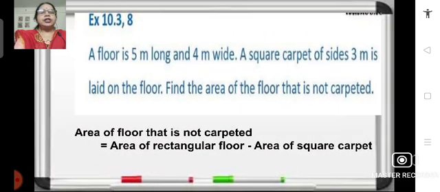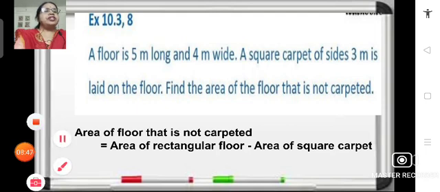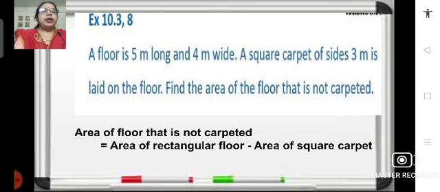Let's move on to the next problem. Problem number 8, exercise 10.3. A floor is 5 meter long and 4 meter wide. So, it's a rectangular floor. Now, a square carpet of sides 3 meter is laid on the floor. Alright. So, the carpet is square and its side is 3 meters. It is laid on the floor. Find the area of the floor that is not carpeted.